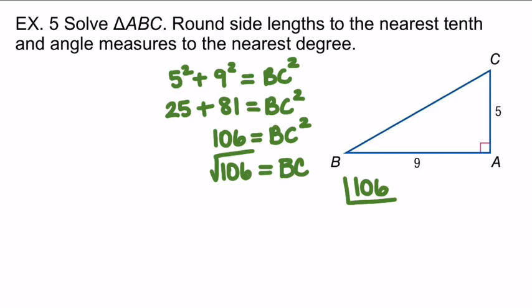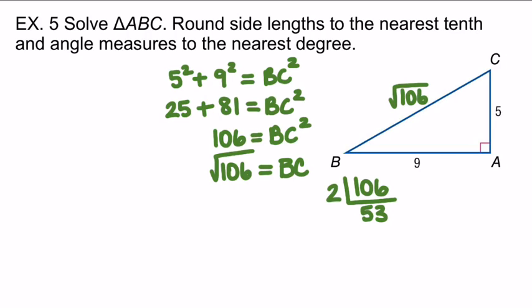So I take the square root of 106, and I always want to see if I can simplify my radical. So I'm going to factor 106. 2 goes into 106 53 times, and 53 is a prime number. Since there are no pairs here that I can pull out of the radical, this is just going to stay the square root of 106. Always check to make sure that you can simplify your radical first.